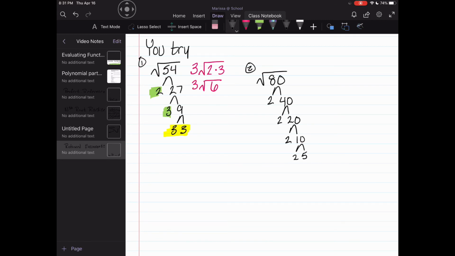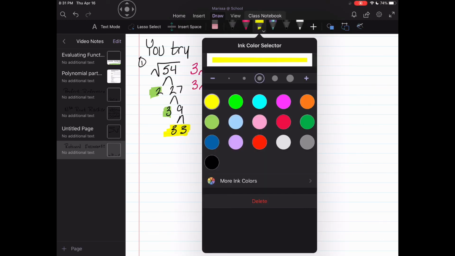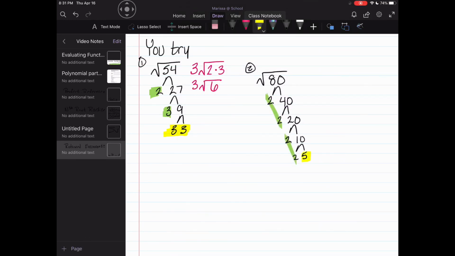So I've got a group of 2s here, and then I've got a group of 2s here, and I've got a 5, let me use a different color, a 5 all lonely over here. So my lonely 5 that doesn't have a friend goes on the inside, and I've got 2 groups of 2 on the outside, giving me 4 radical 5. So you should have gotten 4 radical 5.